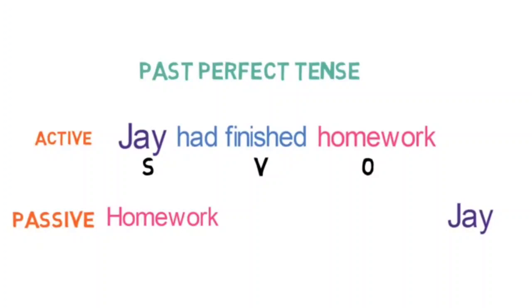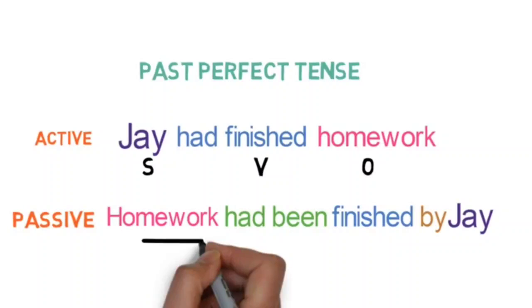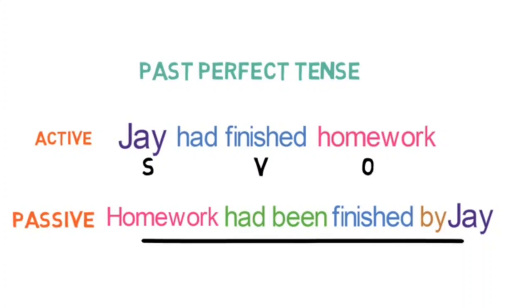Then we have to change the main verb into verb 3 form. It is finished. Then you have to use the proper helping verb, had been. Then finally we have to use the preposition by. Now the passive sentence is homework had been finished by Joy in past perfect tense.